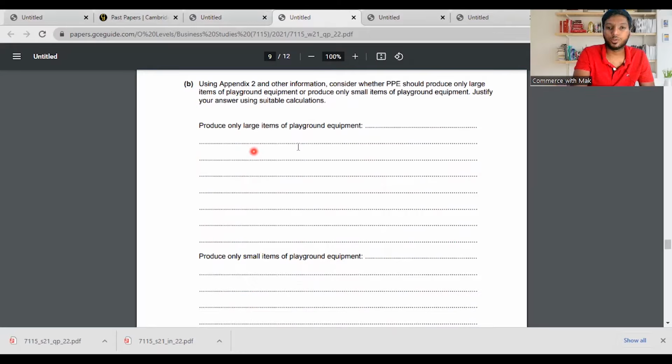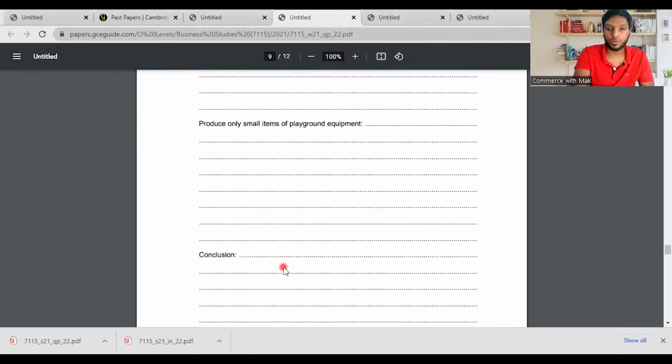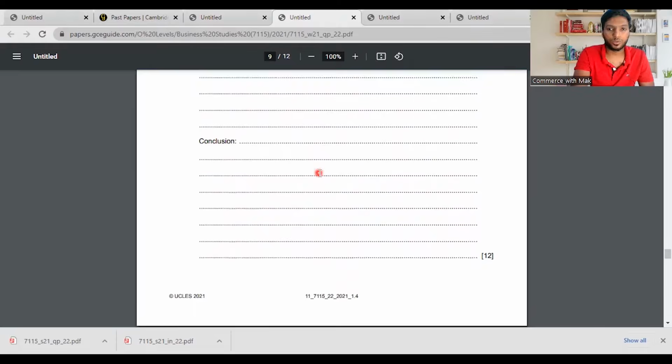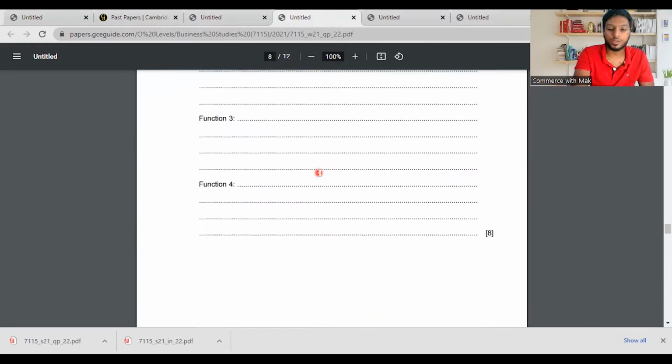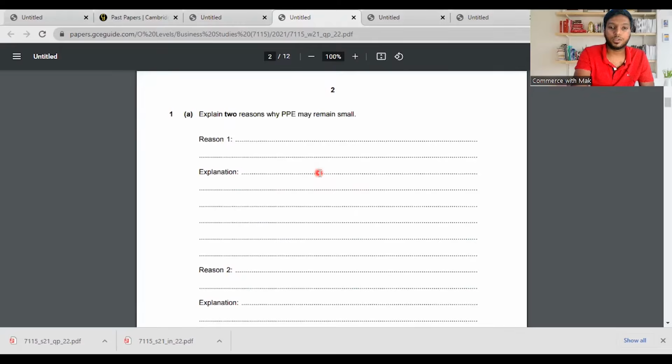So either you can produce only large items of playground equipment or produce only small items of playground equipment, whichever is beneficial for you. In conclusion, you can give that. So that's all, guys. The paper is an 80 marks paper which you're going to learn now. 80 marks. You need to remember.